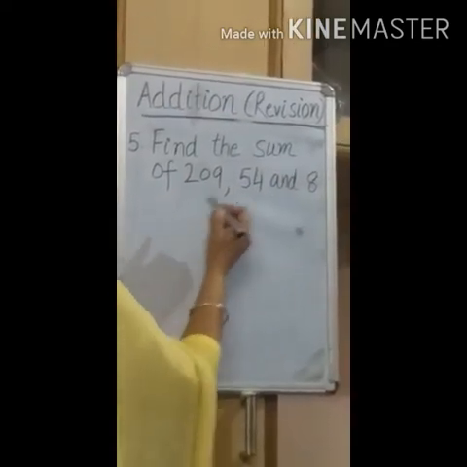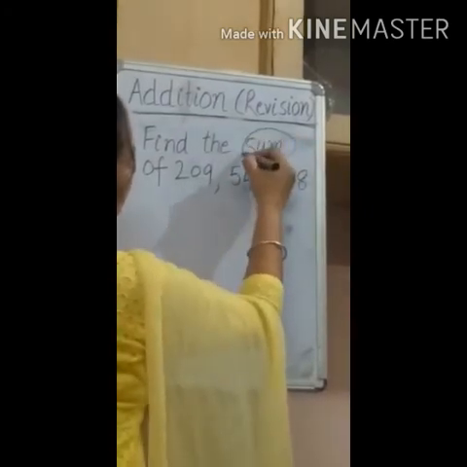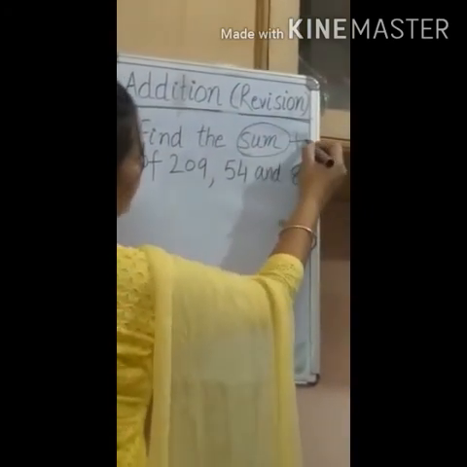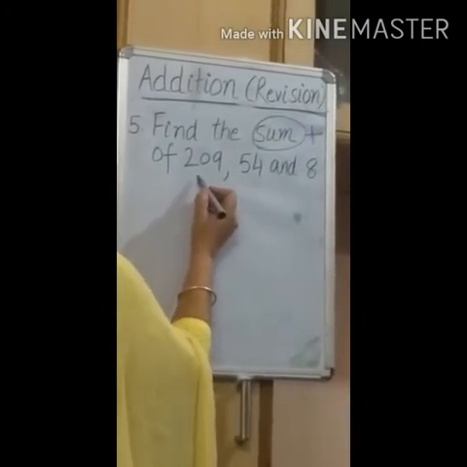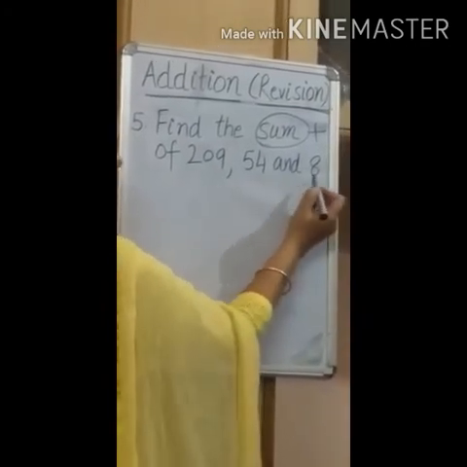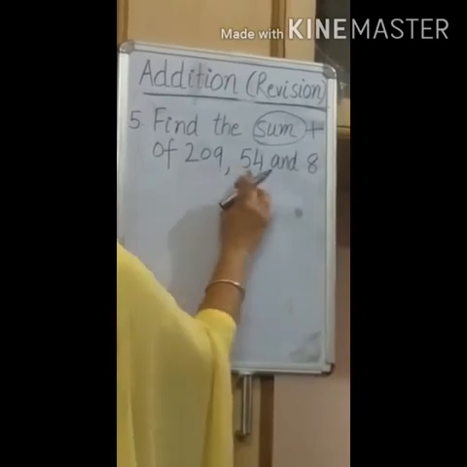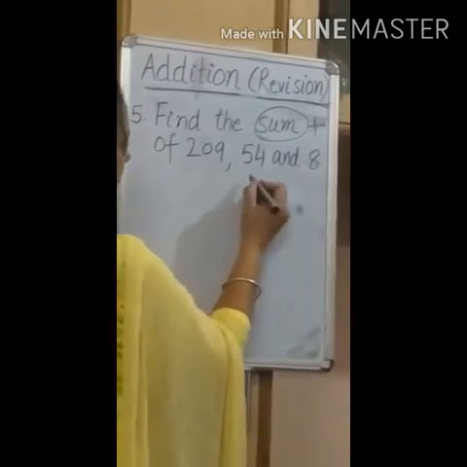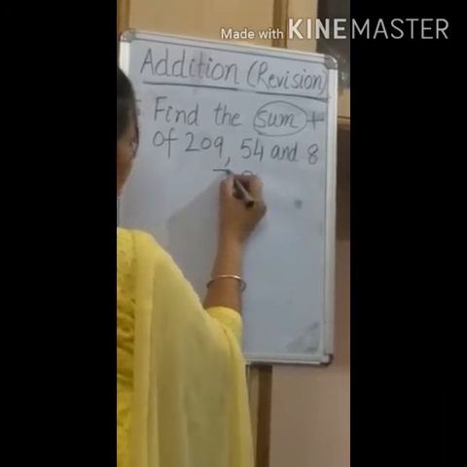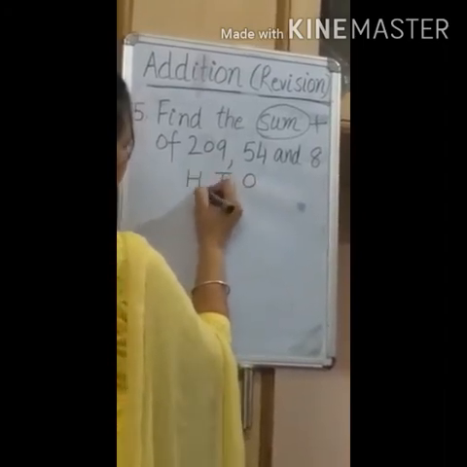Now the fifth sum is find the sum of 209, 54 and 8. Dear students, see the meaning of sum. The meaning of sum is plus. So in this sum we will do addition of 209, 54 and 8. We will do plus of these 3 numbers. This is the biggest number, a 3-digit number. So we will put 3 places here, ones, tens and hundreds.